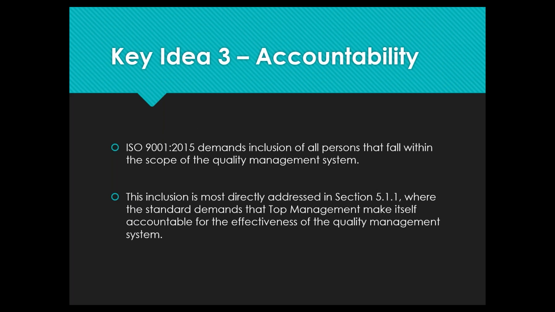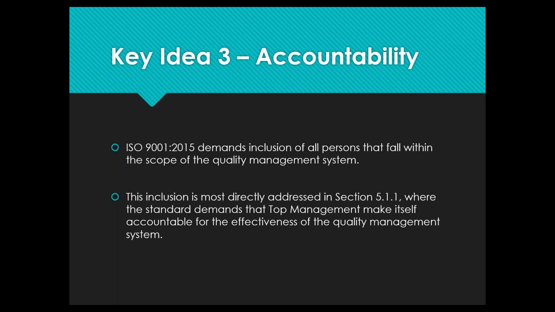Moving on to key idea number 3, accountability. Now, ISO 9001 demands inclusion of all the persons that fall within the scope of the system. Now, that is most directly addressed in section 5.1.1. 5.1.1 says that top management needs to make itself accountable for the effectiveness of the quality management system. Now, that was a new idea when this standard was published 10 years ago, this idea of accountability.